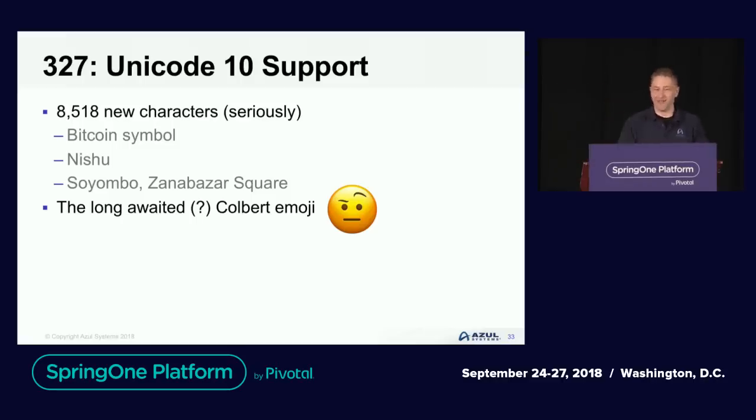So wonderful. The one thing I would say about this is if you look at JDK 9, JDK 9 introduced support in property files for UTF-8. That means you can use Unicode in property files, which means you can use the Colbert emoji, or you can use Nishu in your property files, should you want to.